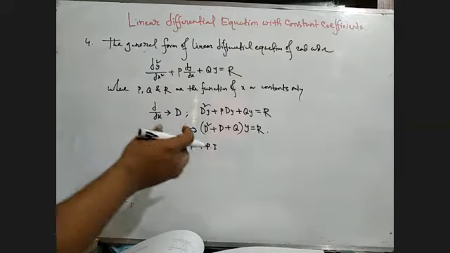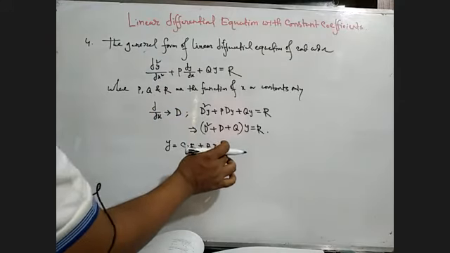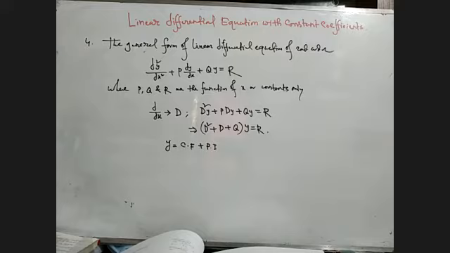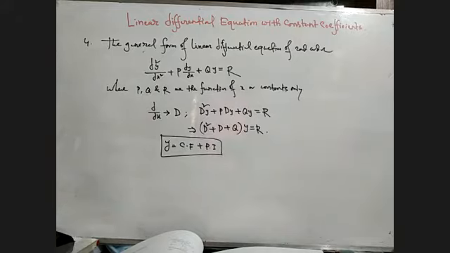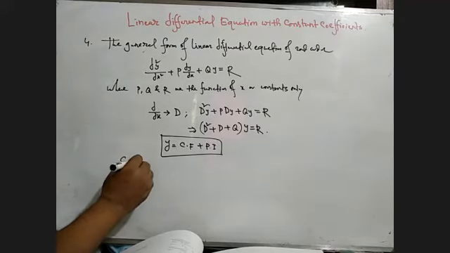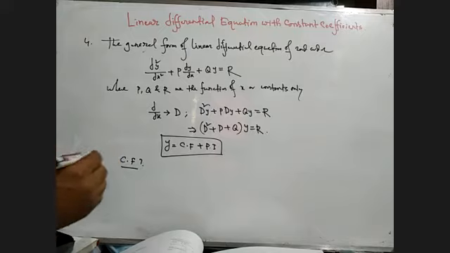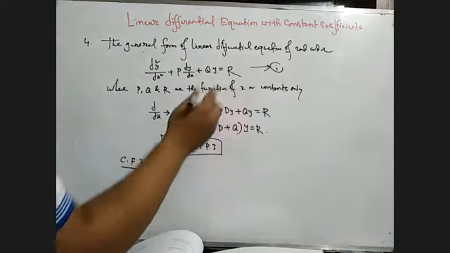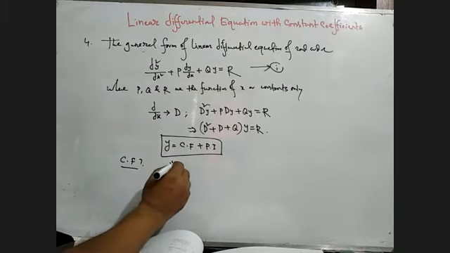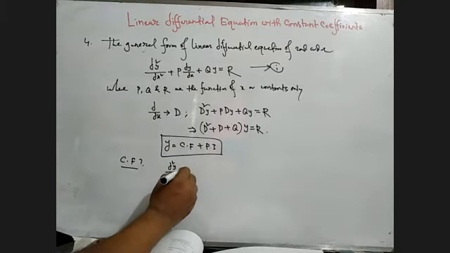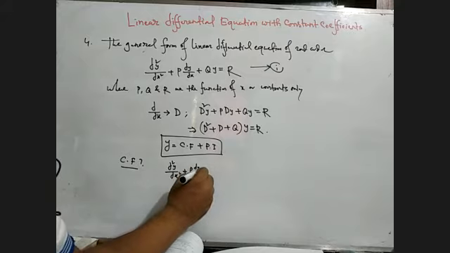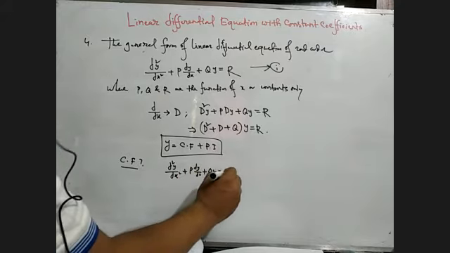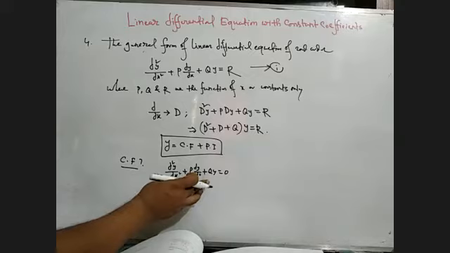Now let us find what the complementary function and particular integral actually are. So how to find the complementary function? Suppose you make this differential equation homogeneous. If the right hand side is 0, then it becomes a homogeneous linear differential equation of second order, that is, D²y + PDy + Qy = 0. For finding the complementary function, we have to make it homogeneous.